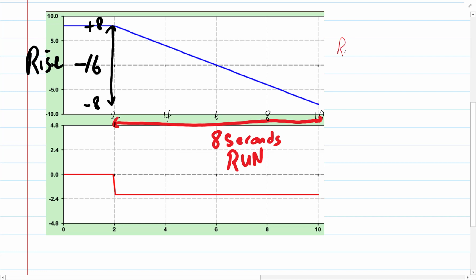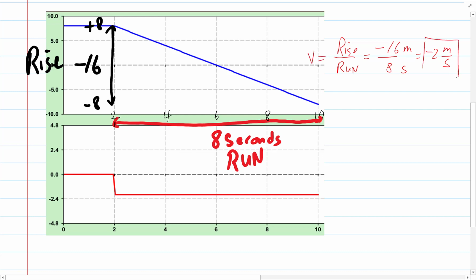So if I do rise over run, that's how we get the slope. We get the rise of negative 16 over the run of 8. Now let's just actually put in the units as well. This is position, which is in meters, and this is in time, which is in seconds. We get a negative 2 meters per second. And hey, that was the velocity.